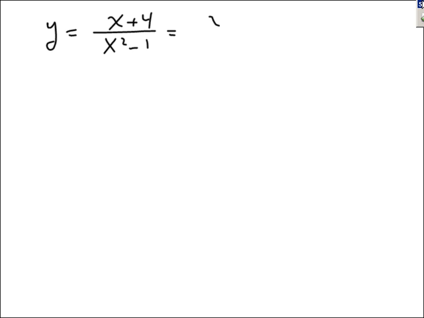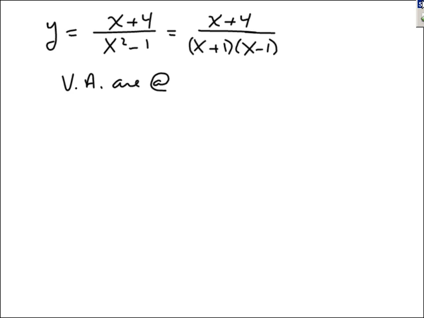Well, to find the vertical asymptotes, you might want to factor the denominator. x plus 1, x minus 1. So the vertical asymptotes are at x equals negative 1 and x equals plus 1. Negative 1 makes this 0, plus 1 makes that 0. Neither of these numbers make the numerator 0. Negative 1 plus 4 is not 0. Positive 1 plus 4 is not 0. We have vertical asymptotes at plus or minus 1.